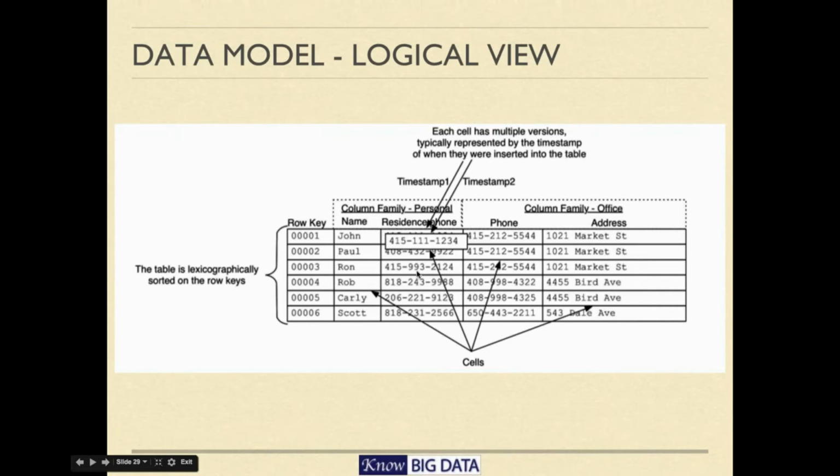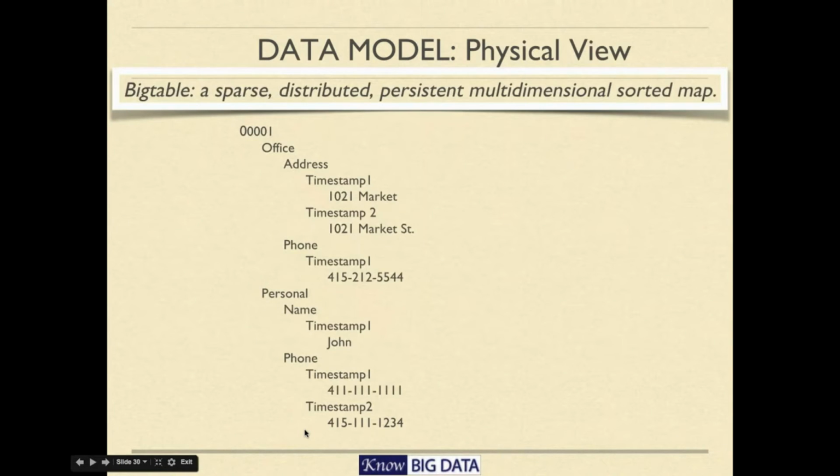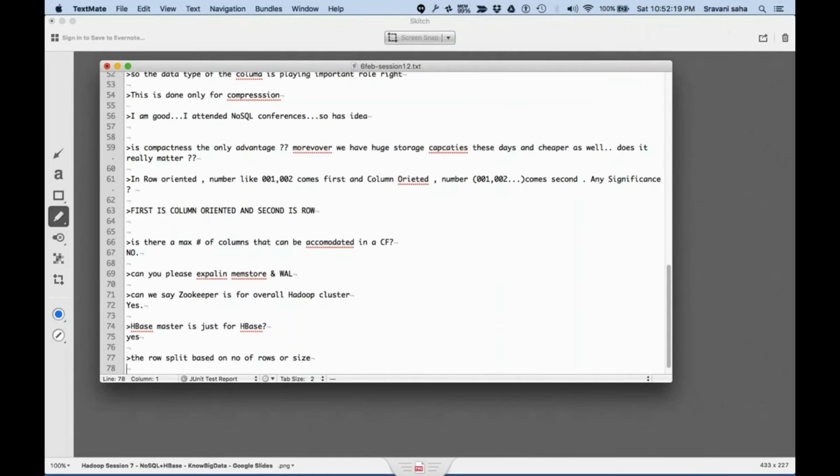Each cell, you see the cell here, that's the actual value, and this cell has three different versions. In another way, you have the row key. The row key has different column families, and column families have different columns, and different columns have different timestamps and their cell values. This is another way of looking at the structure of an HBase table.